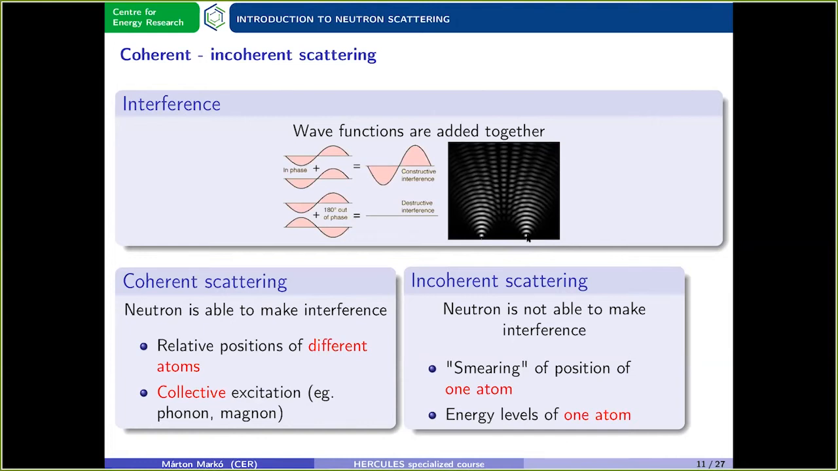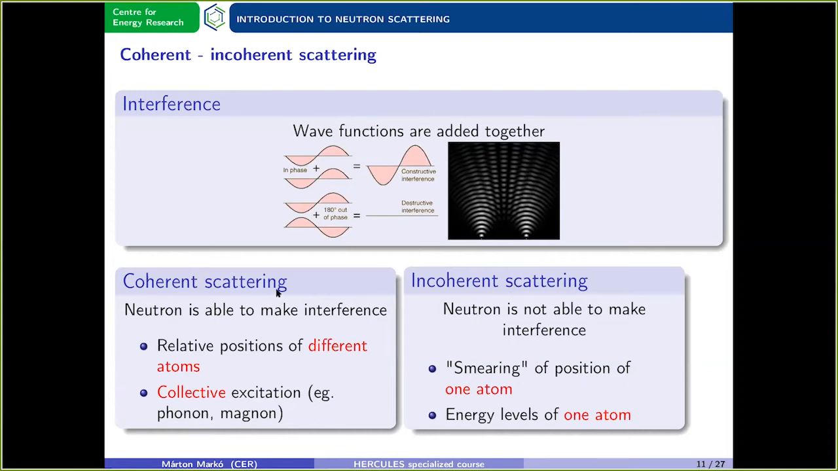But there is incoherent scattering, when after the scattering the neutron is not able to make interference with itself. So in that case we see a flat background like scattering. It has no structure. But we can use it. We can use it to look at the position of one atom. We can calculate the smearing of one atom, especially for hydrogen, because it's very weakly bounded. And we can see the energy levels of one atom if we are making inelastic neutron scattering.